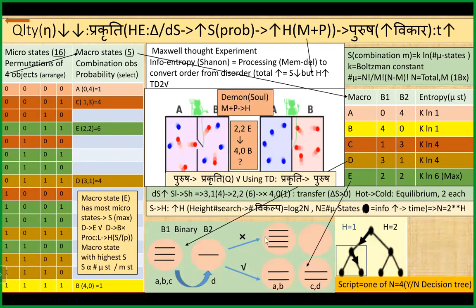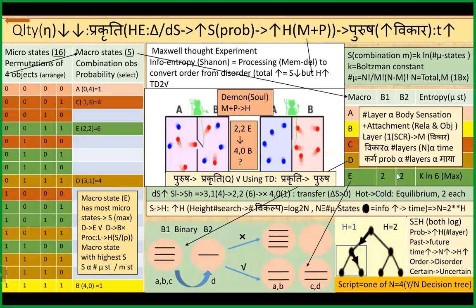This is information entropy. The destination is virtually the number of layers. It depends on the sensation of the body or attachment with relation and objects. Ideally, there is only one script, but because of this information, there are multiple layers, or multiple vikars, and vikar depends on multiple layers.